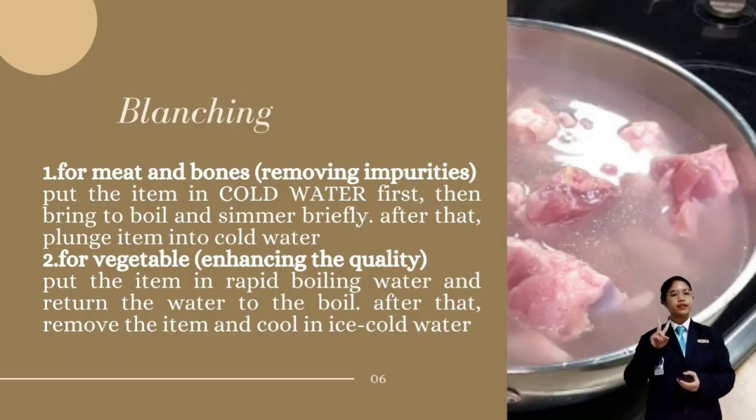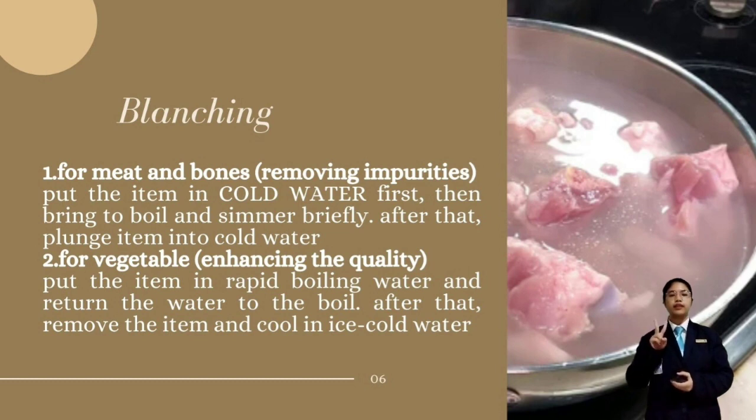The second one is blanching. In this photo, we are going to see blanching of meat and bones. There are 2 types of blanching. The first one is for meat and bones, to remove impurities. The method is to put the item in cold water first, then bring to the boil and simmer briefly. After that, plunge the item into cold water. And then you use the meat and bones for cooking.